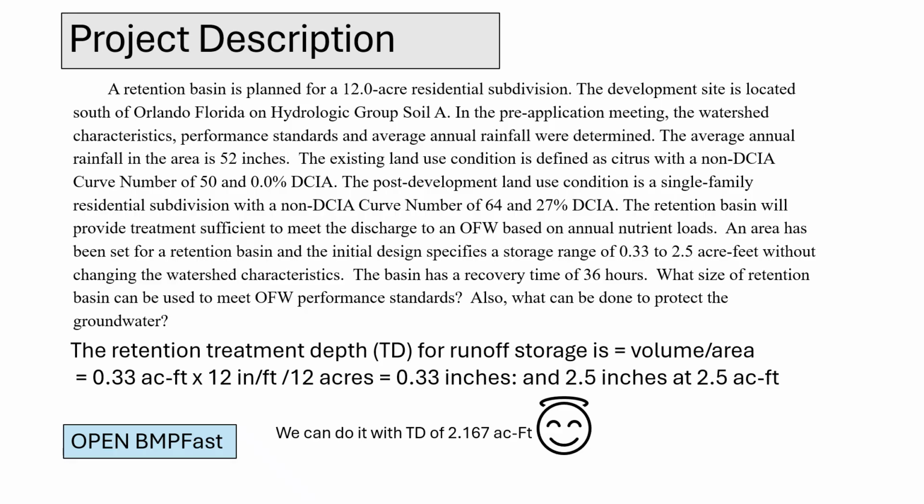Regarding land use, the existing condition is defined as citrus, with a non-DCIA curve number of 50 and 0.0% directly connected impervious area. The post-development land use will transform into a single-family residential subdivision, with a non-DCIA curve number of 64 and 27% directly connected impervious area.